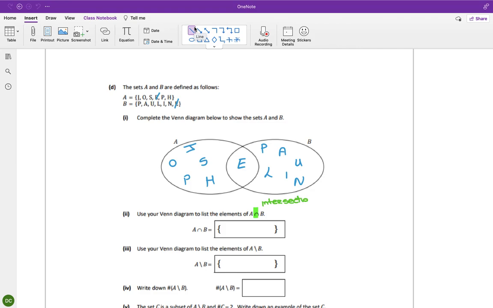So A intersection B is this bit in there. So that's just E. This one here is A less B. So we start here with A and we take B away. So whatever's left there, which is J, O, S, P, and H, is what's left there.